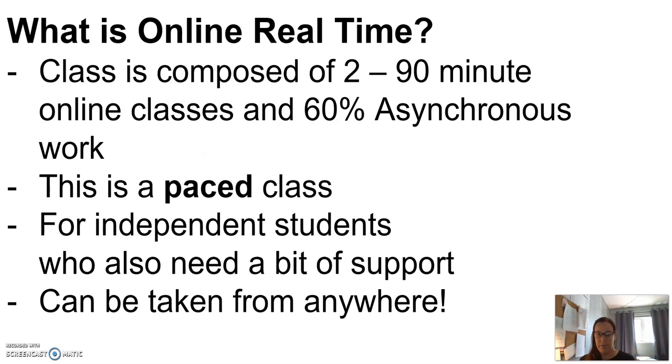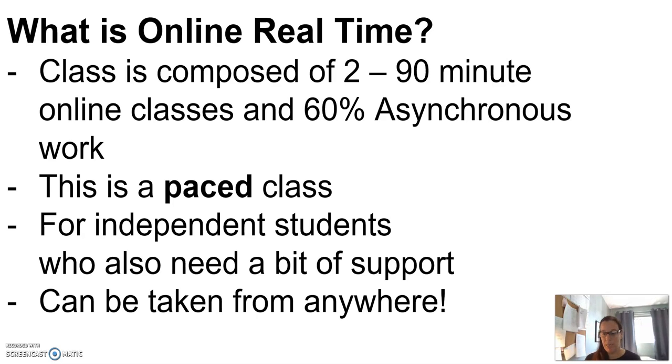Okay. So what is online real time? Online real time is a new modality being offered by the college. It's composed of 2 90-minute online classes where we meet on Mondays and Thursdays from 2 to 3:30 p.m. And then the rest of the coursework is done on your own, or what we call asynchronous. So you can do it any time of day. This is slightly different than online anytime because this asynchronous work does actually need to be completed within a specific time frame. Needs to be completed between each of the 90-minute classes, but any time between those times is up to you. So this makes this a paced class.